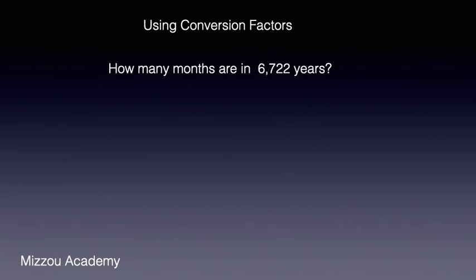Suppose we need to know something like this. How many months are in 6,722 years? We start by setting up a fraction and we put it in parentheses. The value that we know, in this case 6,722 years, goes on top of the fraction in the numerator, and then we put that over 1 in the denominator. Remember, the 1 doesn't really change anything. Just dividing by 1 means it's still the same value, but it helps us remember what's a numerator and what's a denominator. Then we put in another set of parentheses for the conversion factor.